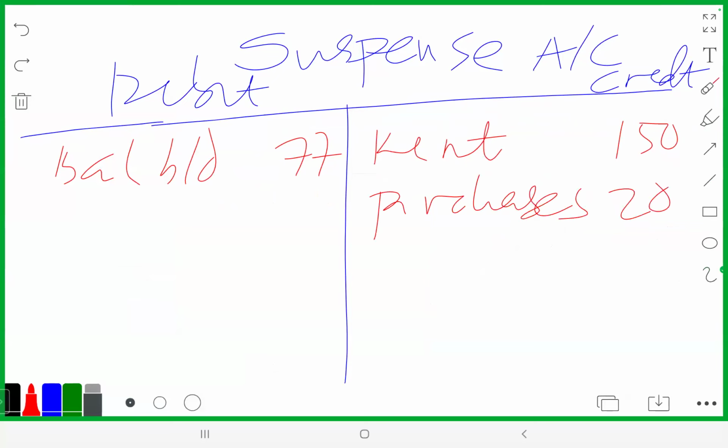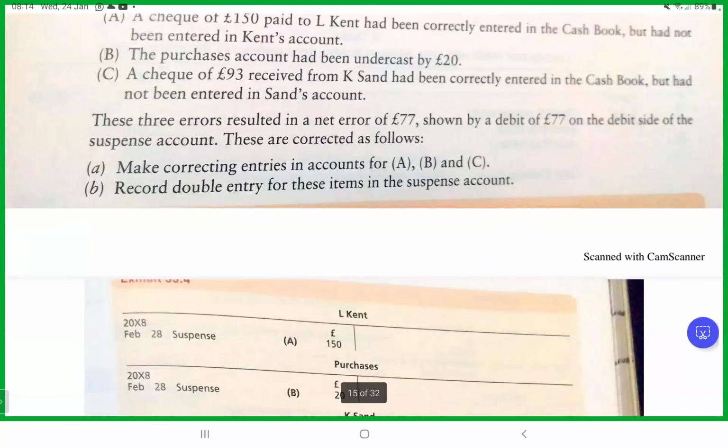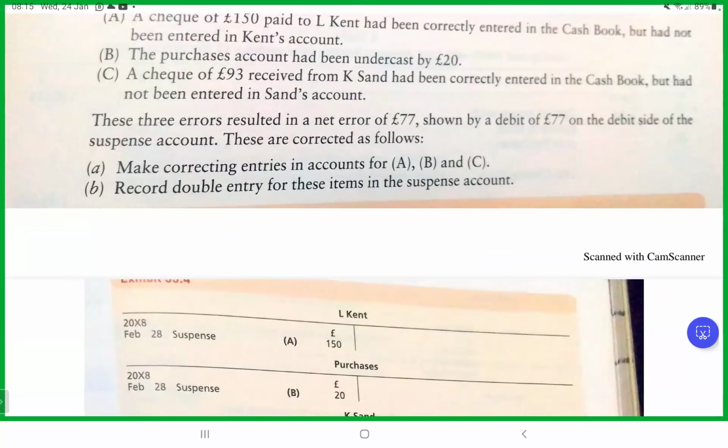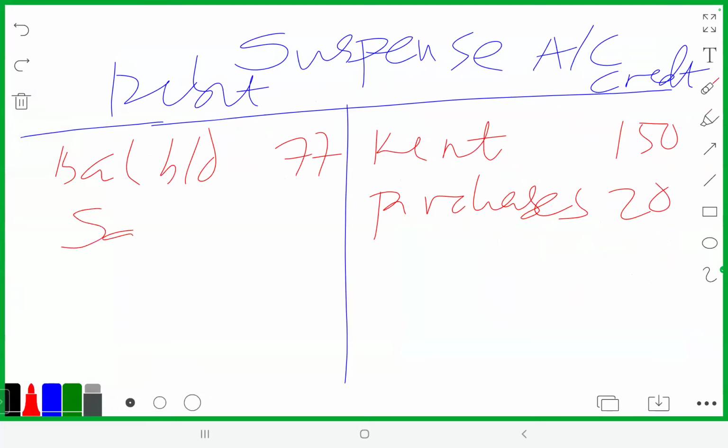And then, in the transaction, we said that Sandy's account gave a check. He issued a check. In short, Sandy is supposed to be credited, so you debit the suspense account. The suspense account will be debited with Sandy, the amount 93.